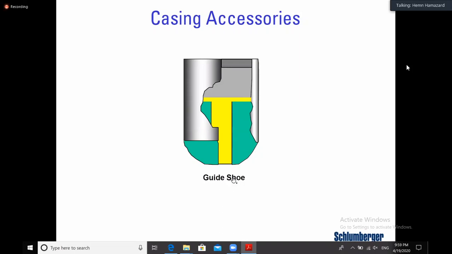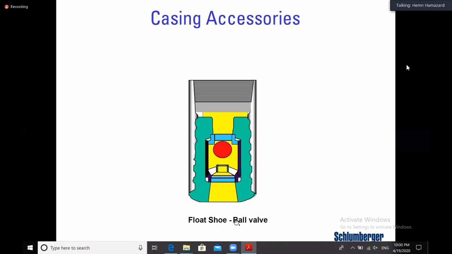And here we have a shoe. At the bottom of each casing string there must be a guide. That means a taper shape, so it can penetrate and go down. It gives you a good path. So this is the guide shoe, and this one is the float shoe.